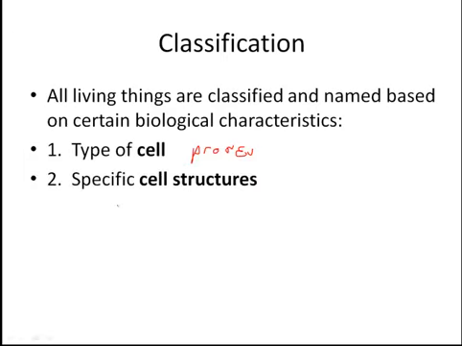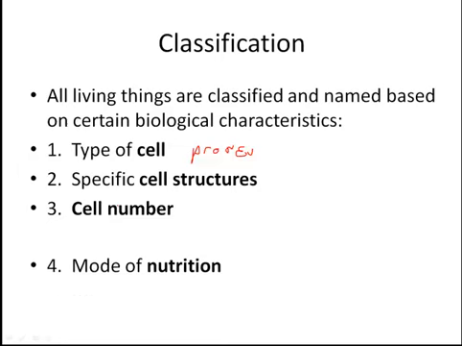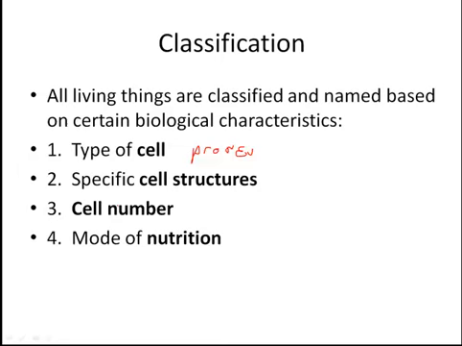We are going to look at some specific cell structures like cell walls, chloroplasts, things like that. Cell number, are they unicellular or multicellular? We would look at things like mode of nutrition, are they autotrophs or heterotrophs? And method of reproduction, do they tend to reproduce asexually, which is when they just divide in half, or sexually, where there is two parents involved and you get a mixing of your cells or your DNA.